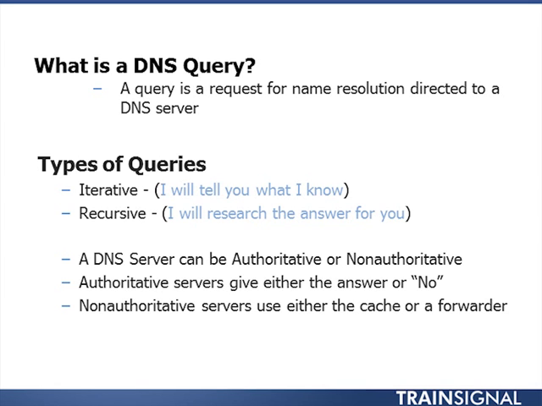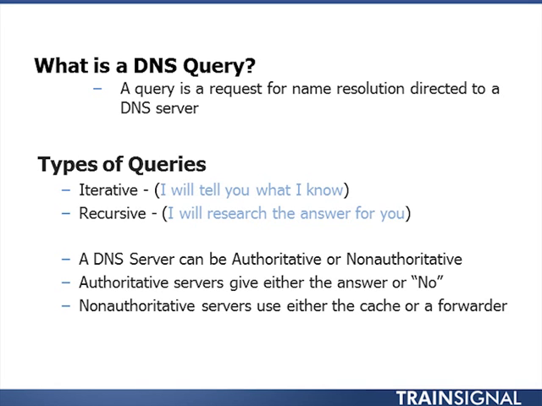A recursive query is where the DNS server will actually go out and find the answer on your behalf. So if a recursive query comes into a DNS server and the DNS server looks at its database and goes, I don't know what the IP address is that they're looking for, then it will go out there and it will make additional queries on the client's behalf until it comes up with an answer, whether that answer is the IP address or maybe what's called an authoritative no, or an authoritative doesn't exist.